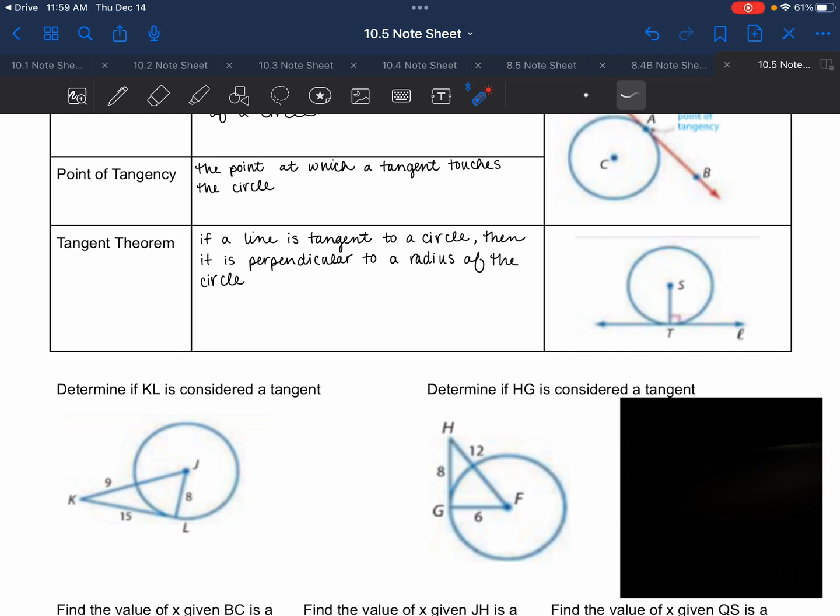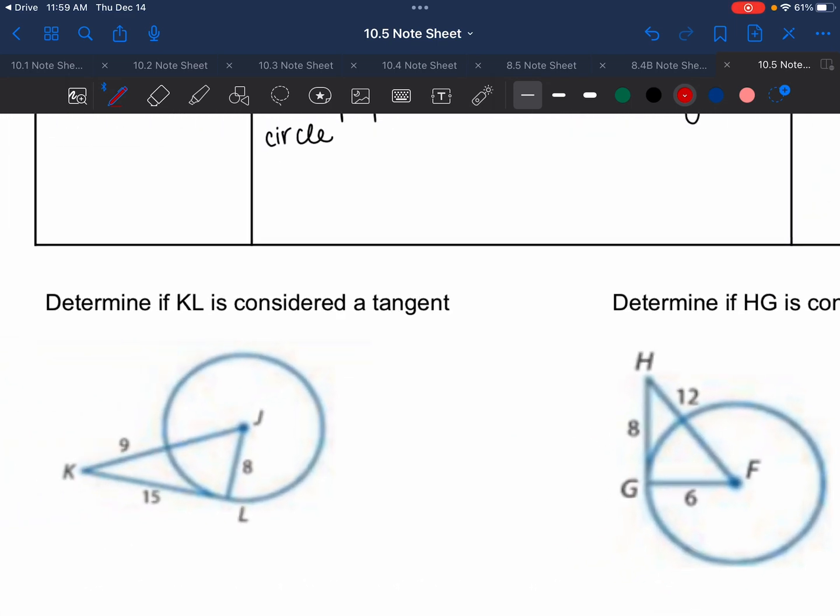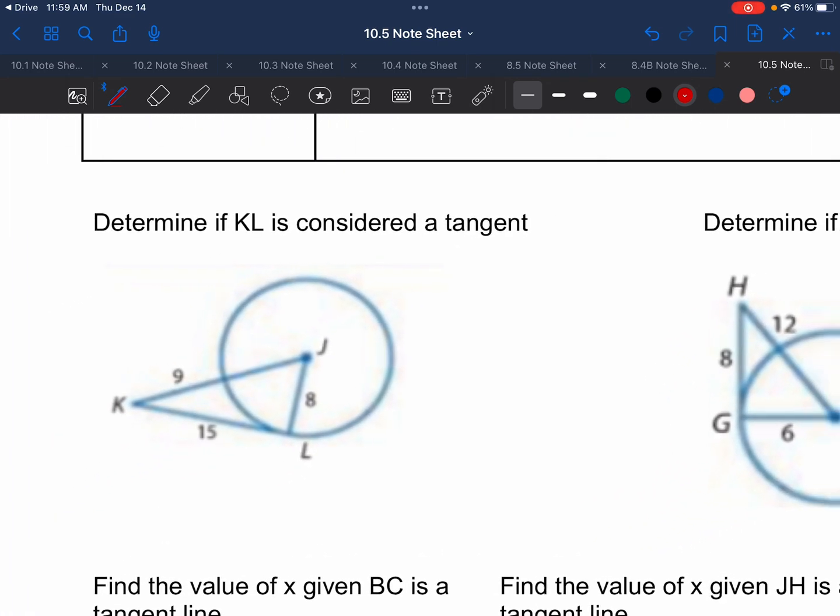All right, so let's go through some examples. Determine if KL is considered a tangent. For KL to be considered a tangent, the point of tangency needs to be perpendicular to the radius that connects to that point. So we need to check, does that make a right angle? To check that, we need to see, is this a right triangle? All right, so we're going to use the Pythagorean theorem.